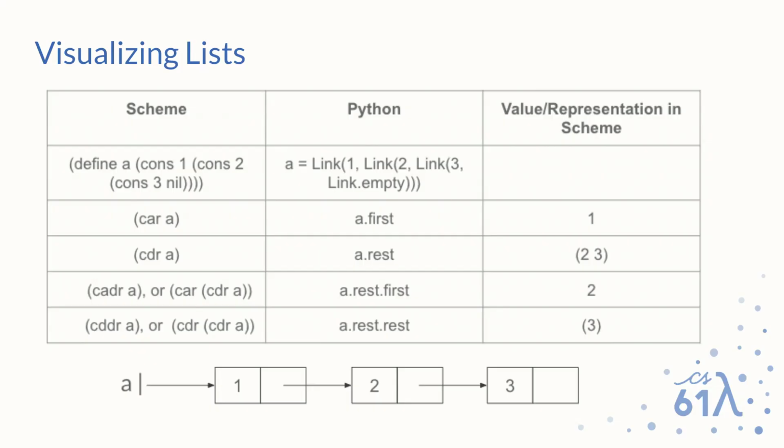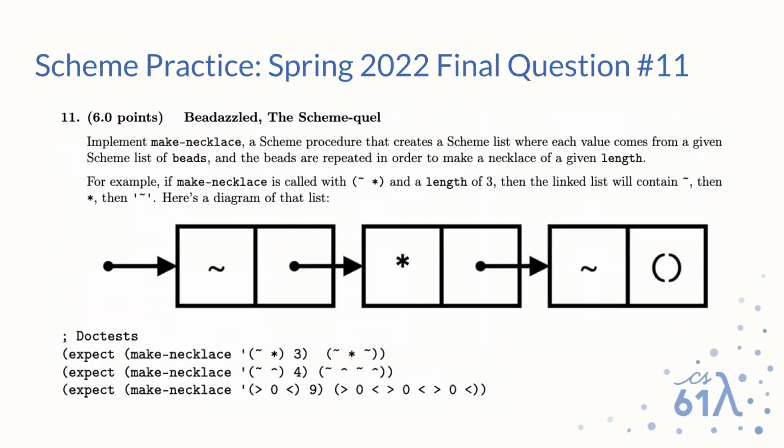So always at the end of the list, you want to make sure that you're putting nil, just to make sure you declare that that is the end of the list. And that's going to come in handy for some of the questions that we're going to do right now.